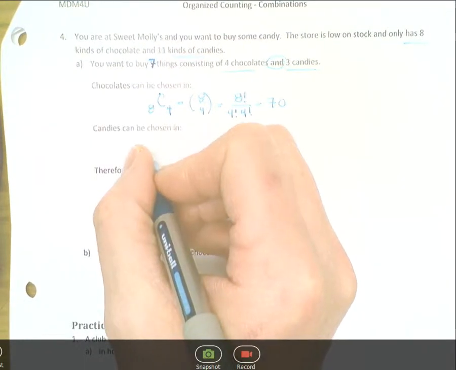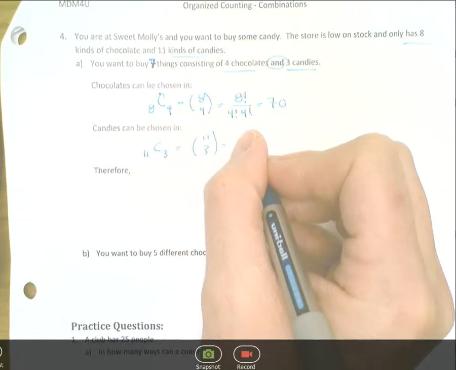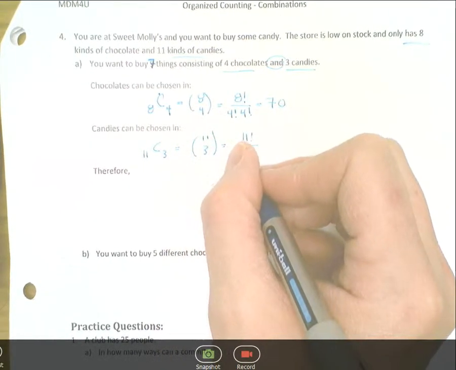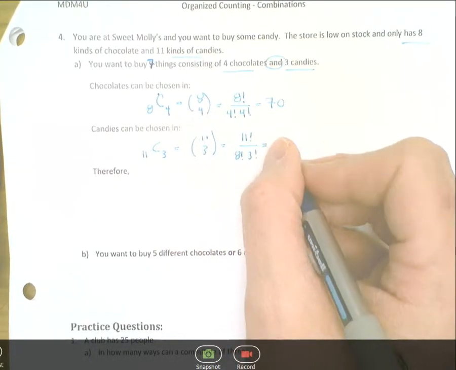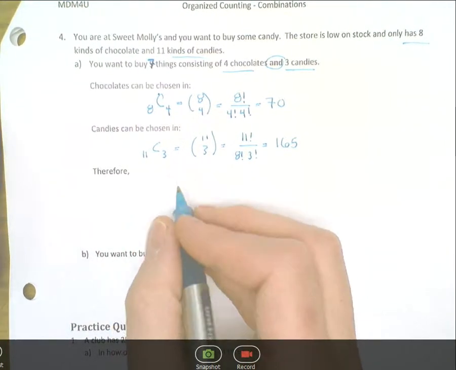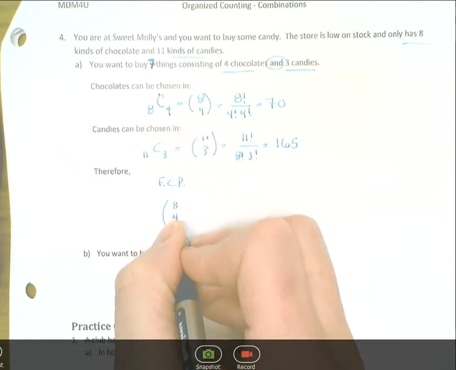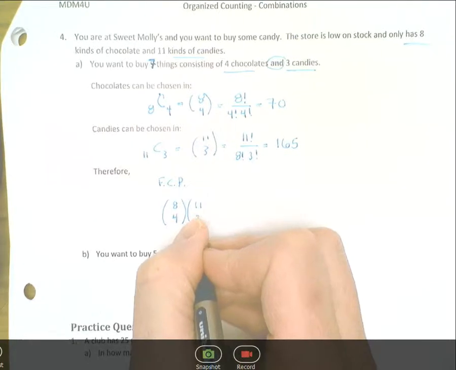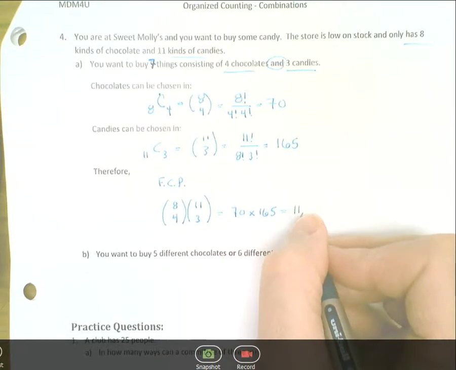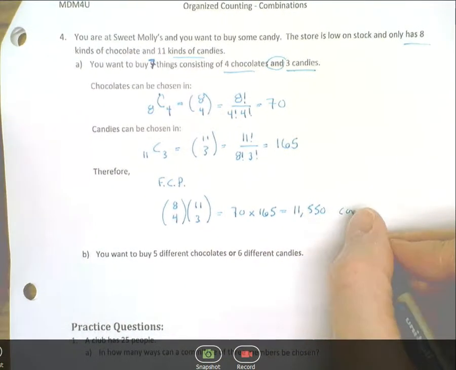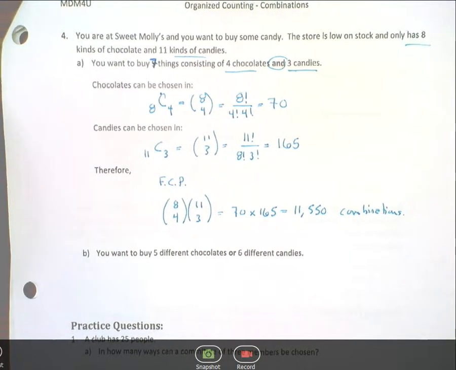The candies can be chosen in, there's 11 candies, I'm only choosing 3 of them. 11 minus 3 is 8 factorial, and then there's 3 factorial ways of arranging those objects once you grab them. So it's 165 in total. So the fundamental counting principle says that there are 8 choose 4 times 11 choose 3, which is 70 times 165, which is 11,550 combinations of 4 chocolates and 3 candies that you can pick.